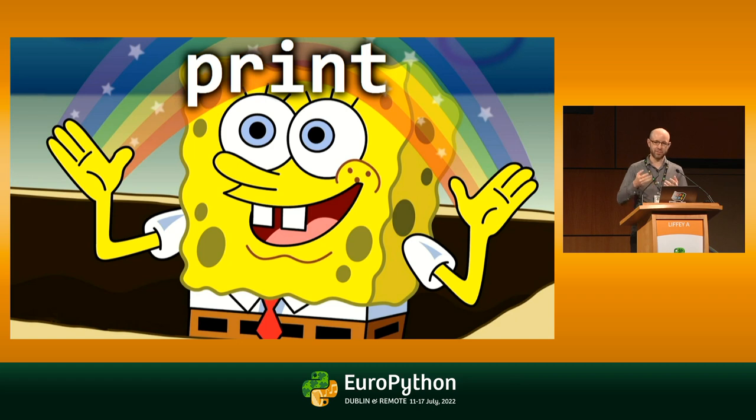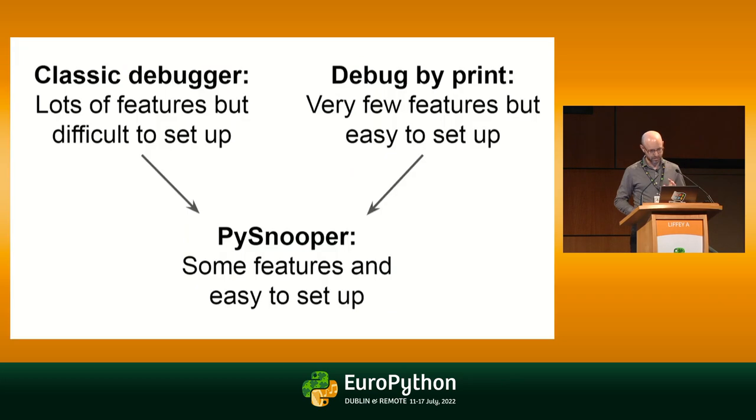And then you run it, and then you look at the print output to inspect what happened, and then you realize you haven't exposed the variables you wanted to expose, so you go back and you do it again. This sort of back and forth, I've seen developers doing it all the time, and it was so sad. So here was my thinking. On the one hand, we got the classic debuggers that are very powerful but difficult to set up. On the other hand, we got the method of debug by print, which is very weak but easy to set up, which is why everybody's using it.